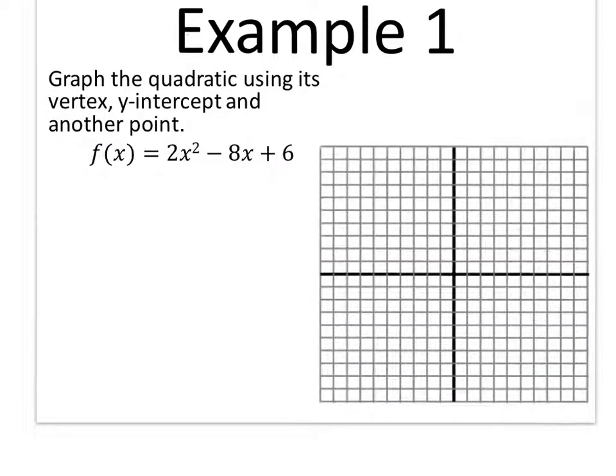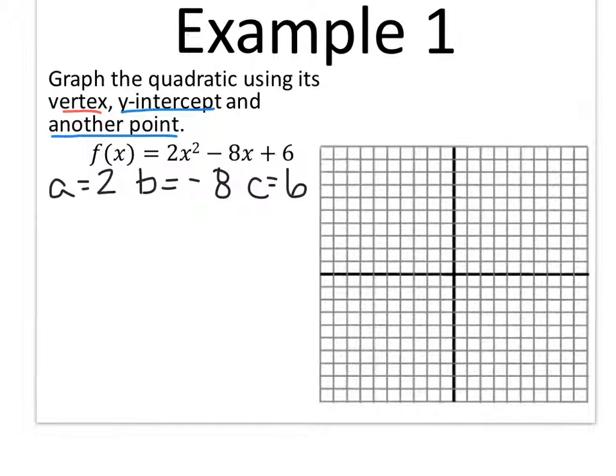So here's our first example. Graph the quadratic using its vertex, your y-intercept, and another point. And remember, this other point is going to be the y-intercept reflected over your axis or your line of symmetry. So step 1 is to label a, b, and c. a is always my term with x squared, so that's 2. b is always your term with the plain x, so that's negative 8. And c is your constant, which is 6.